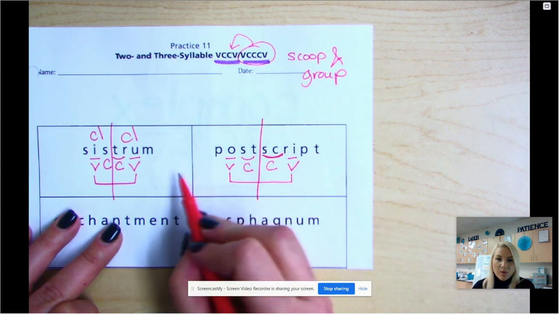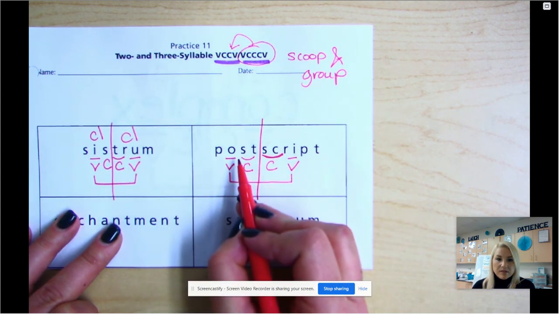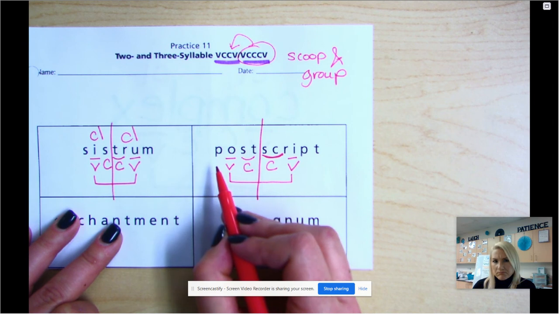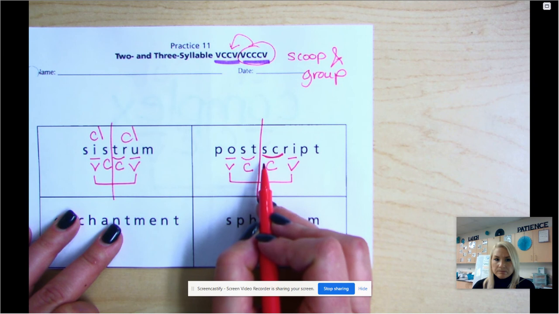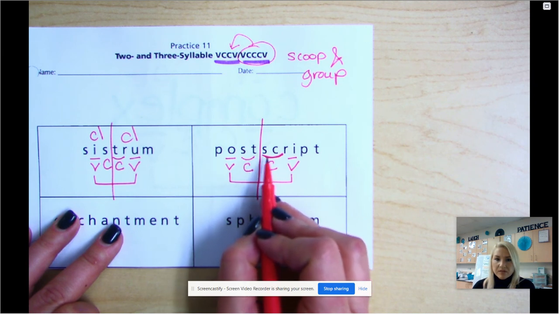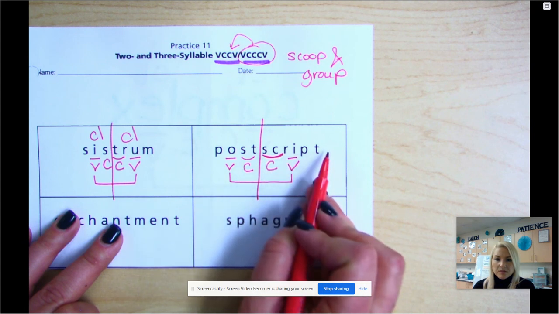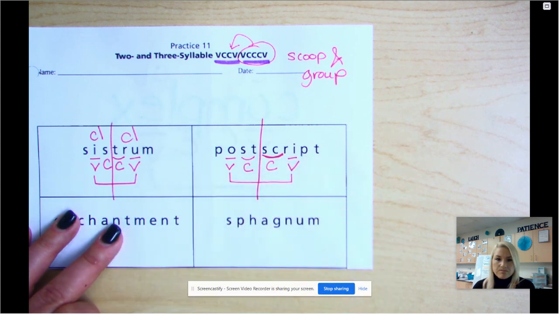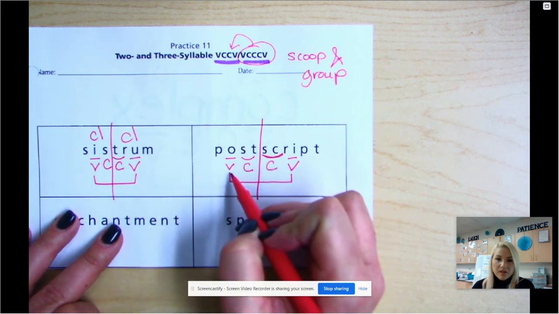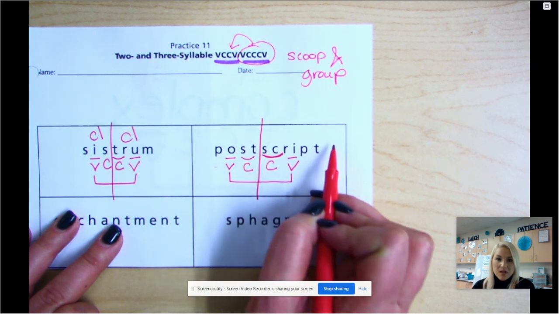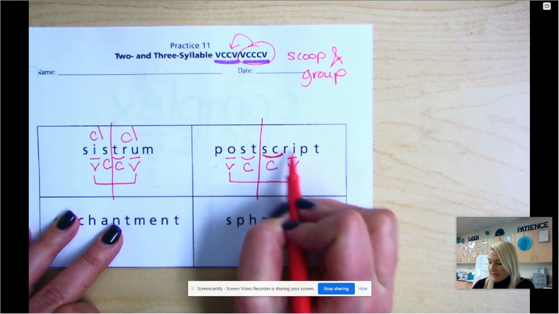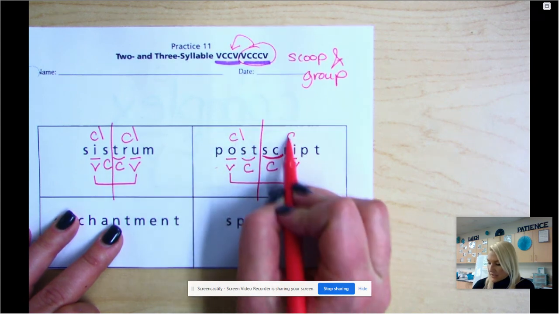So here I have post. Do I post or is it past? And then I have script. Well, I didn't end with an open syllable with a vowel, so it has to be past-script, which means I hear ah and I hear I, which means they're both closed syllables.